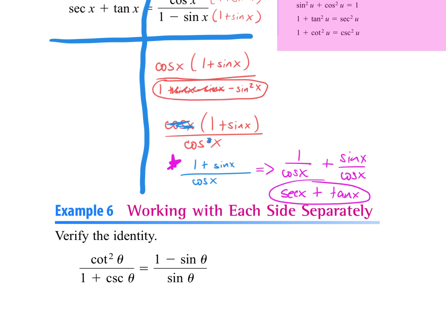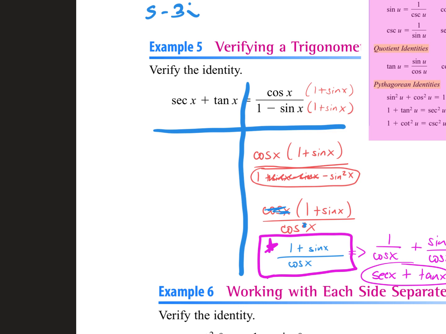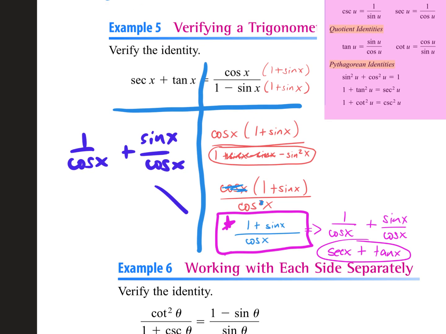If we looked at the other side, we get to this point right here where I have starred, and I'm like, I don't know what to do. And you say, let me just go to the other side and see if I can figure anything out. Well, what could I do on the other side here? What can I break secant into? 1 over cosine, plus what can I change tangent into? Sine over cosine.